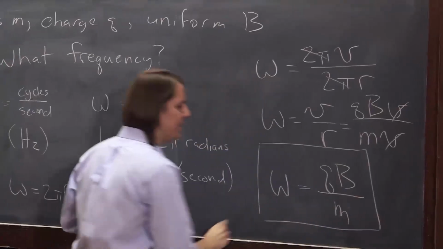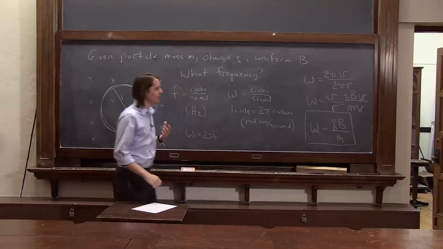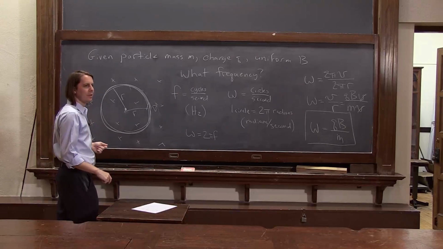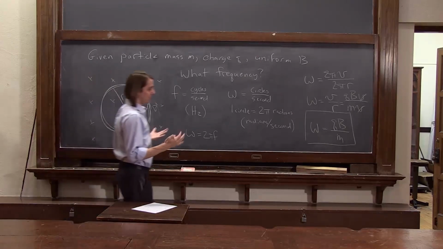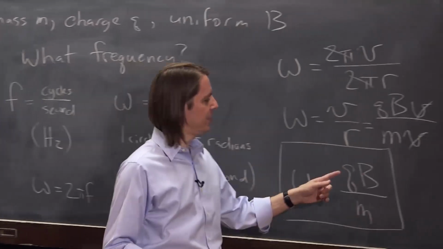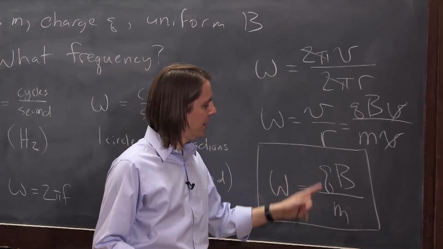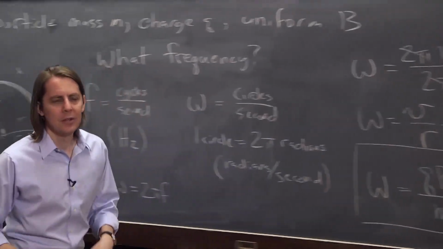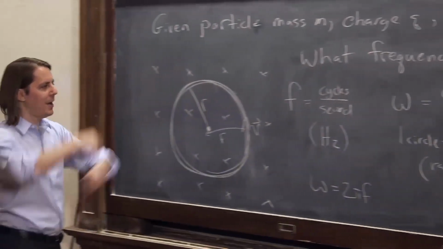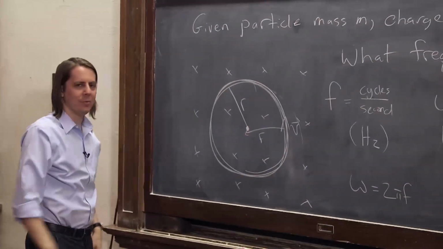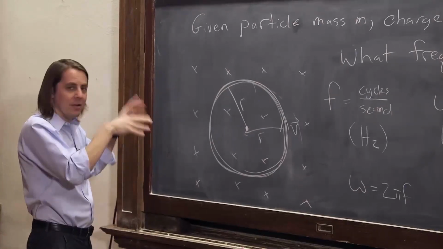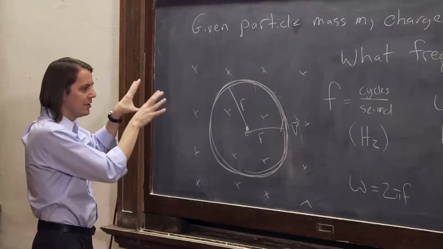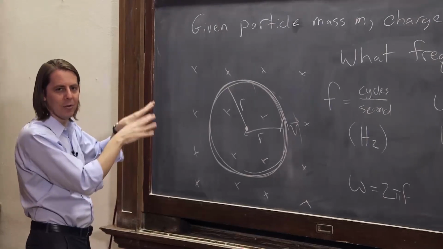This is fundamental and interesting because you find that the frequency it goes around has nothing to do with how fast it was going. It only depends on fundamental things in the problem: the charge of the particle, the mass of the particle, and the magnetic field you apply. So if I take a big smattering of electrons and throw them into a constant magnetic field, no matter what their initial velocity is, they're all going to spin at the same angular velocity.